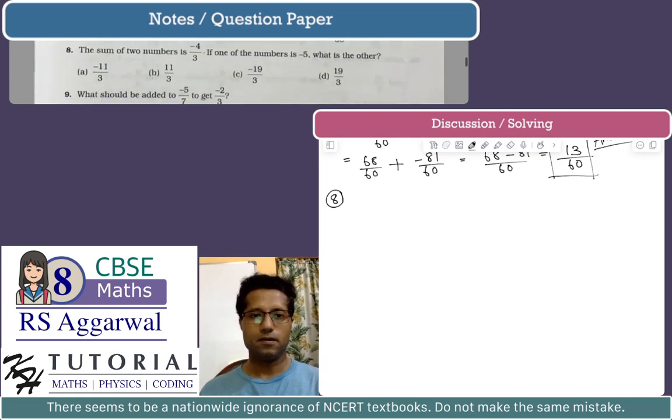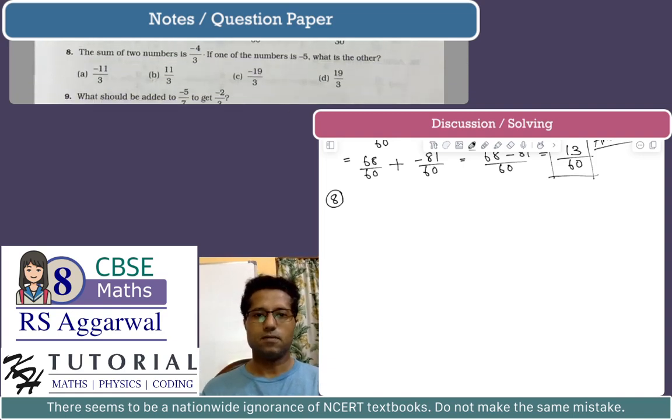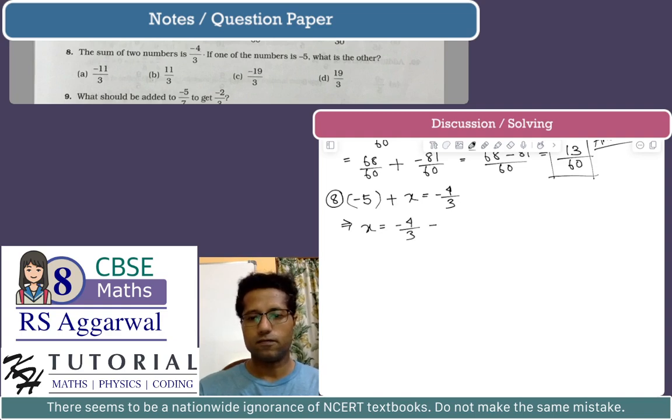Problem number 8. The sum of two numbers is minus 4 by 3. If one of the numbers is minus 5, what is the other? So let's say the other number is x. So we have minus 5 plus x, the sum of the two numbers, is given to be minus 4 by 3. So this implies x will be equal to minus 4 by 3 minus of minus 5.